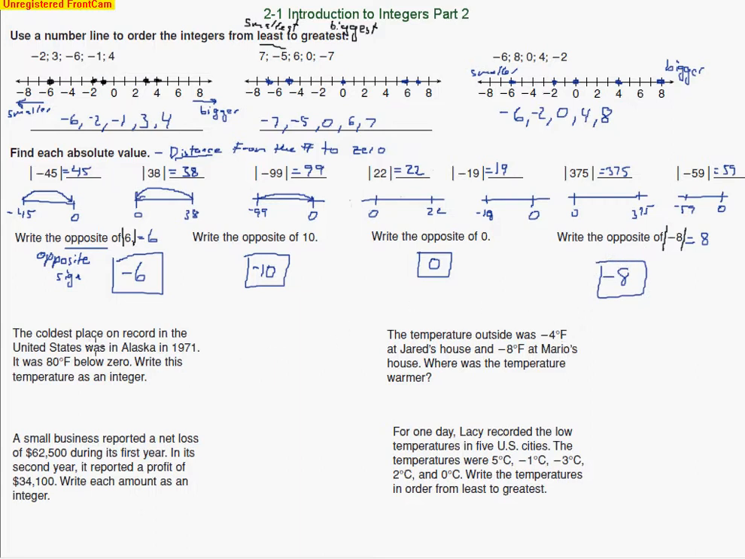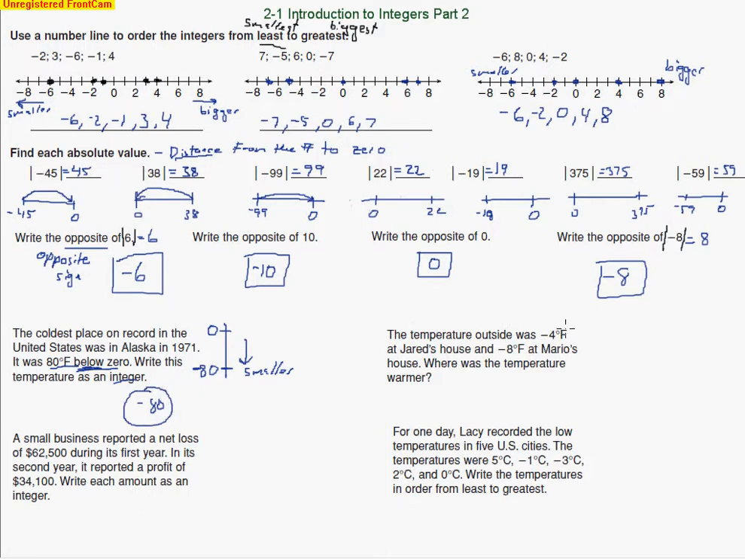Well, here's some more word problems. The coldest place on record in the United States was in Alaska in 1971. It was 80 degrees Fahrenheit below 0. How can we write that as an integer? Well, if you look at it, here's 0. 80 degrees below 0, be below. Now, which way is this going? Is this going to smaller or bigger numbers? Well, these are smaller numbers down here, so instead of calling this 80, we call it negative 80 because it's below 0. So negative 80 would be our answer.